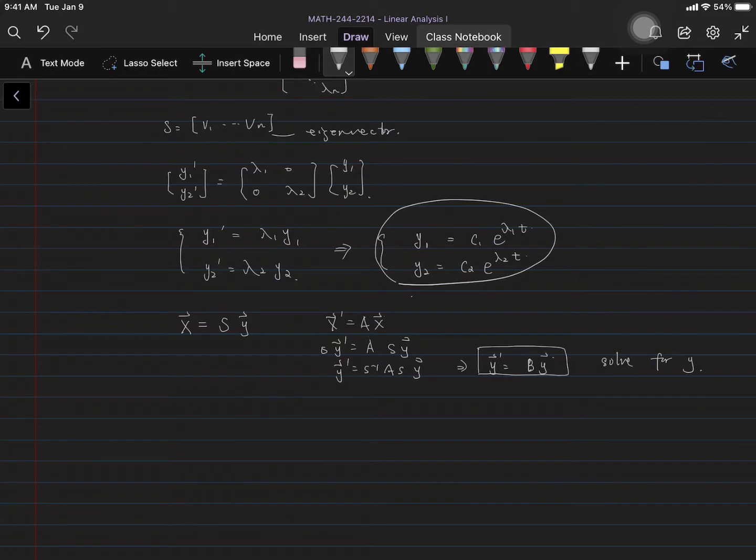After that, we want to solve this linear system, right? So actually our solution should be x. After we solve for y, we multiply by S, and we can get our solution x. I'm going to show you in the example how to do this. Okay, let's take a look at example 3.